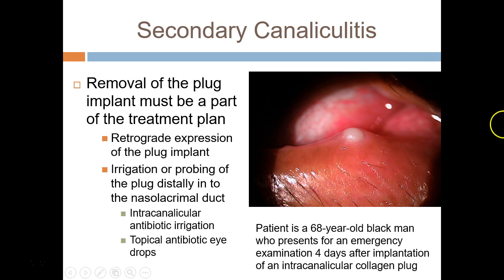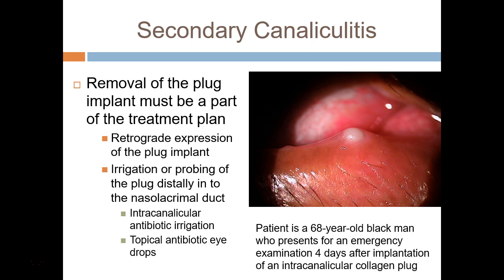I see this cap on the punctal orifice, so this dried up mucopurulent discharge has kind of solidified to the point where there's nothing going through there. So that's why his eye's watering, and whatever's making this infection is why his eye's hurting. I realized what was going on because I'd just seen him 4 days earlier. 4 days earlier, I put a plug in that lower puncta. My diagnosis was secondary canaliculitis, secondary to that plug.